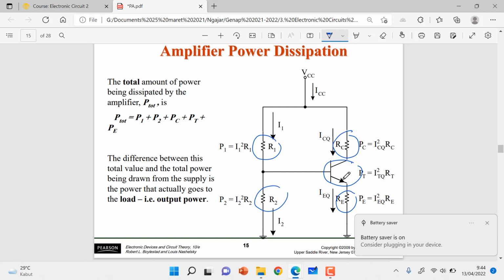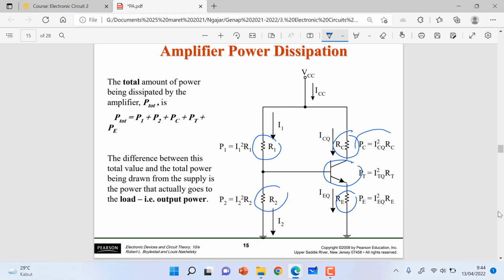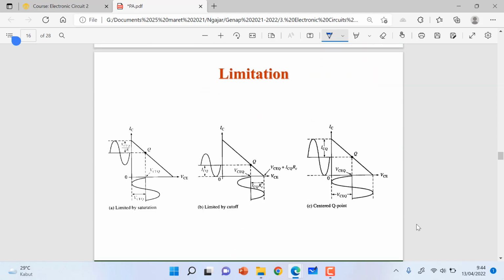In this case, if we want to calculate the output power, we just use this formula. This is the output power, the power in the load. And then the others, like P1, P2, PE, PT, are not the output power. So we can see this is the limitation of the amplifier.